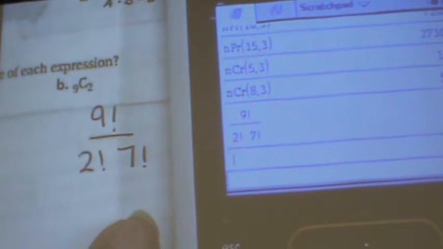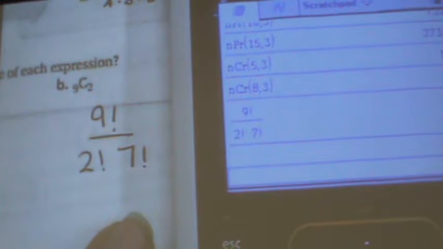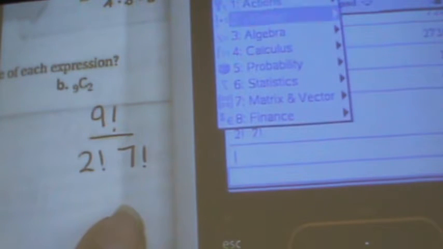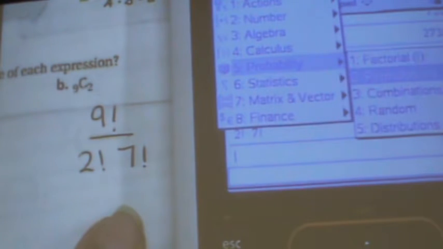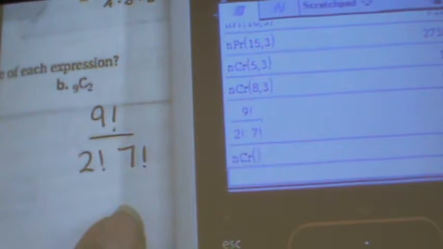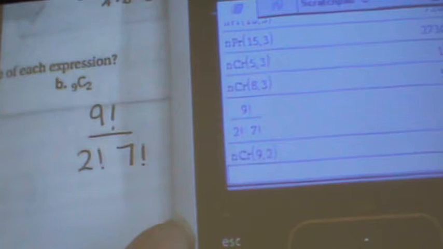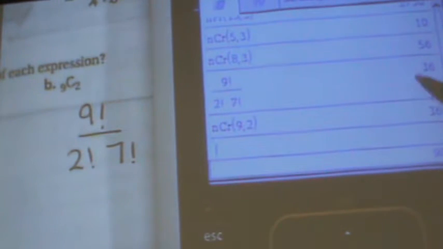And you get 36. The same answer as if you were to hit menu, probability, combinations, 9 taken 2 at a time. Let's check this out. There you go. Same answer.